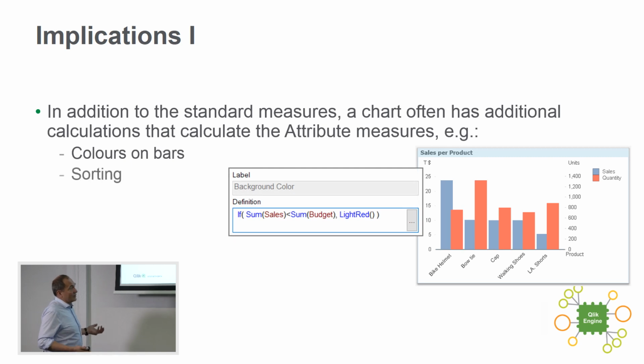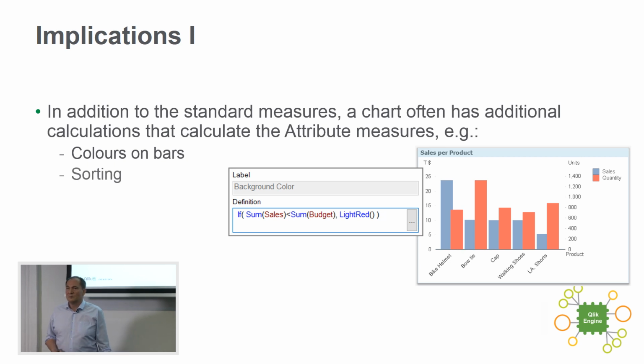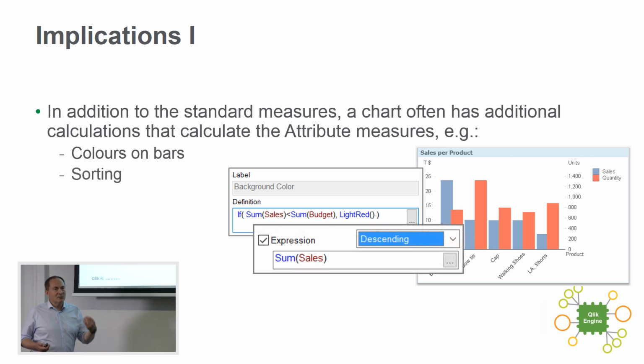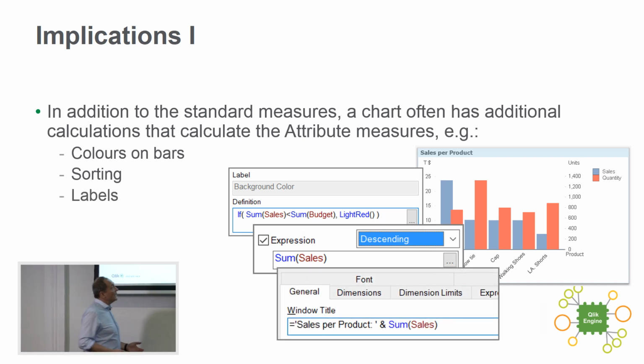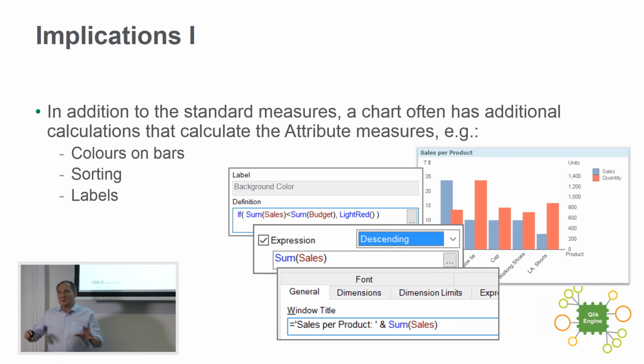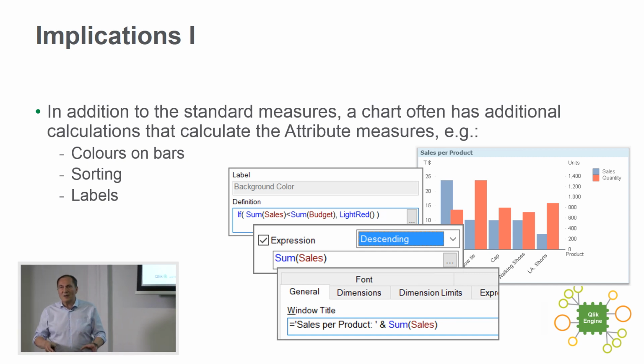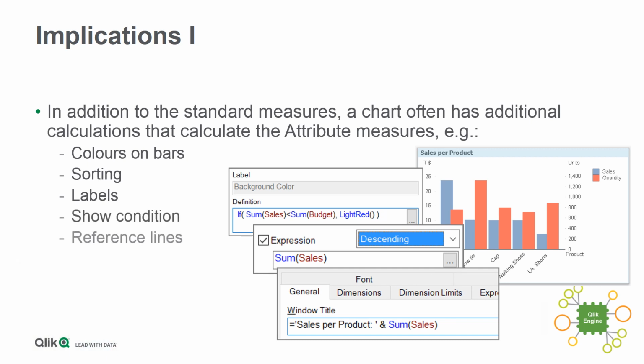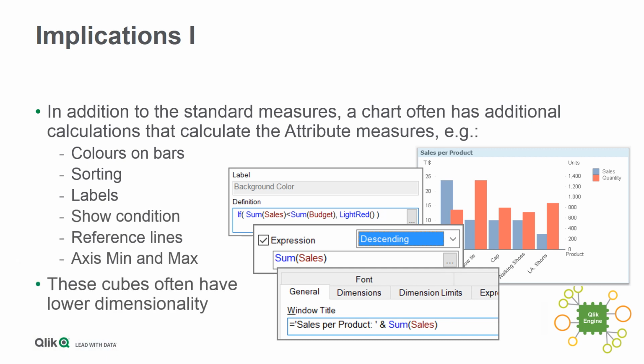You can also sort according to a number. Is that an aggregation? Of course it is. And if you don't write an aggregation function there, you will be in trouble. Labels. You can put a label on top, up here. That's also an aggregation. So always think about what aggregation function to use. You can choose not to use it, but think about it, because then you're in control and will understand what you do. You can have show conditions, reference lines, axis min-max. They're all numbers that are calculated, hence aggregations.